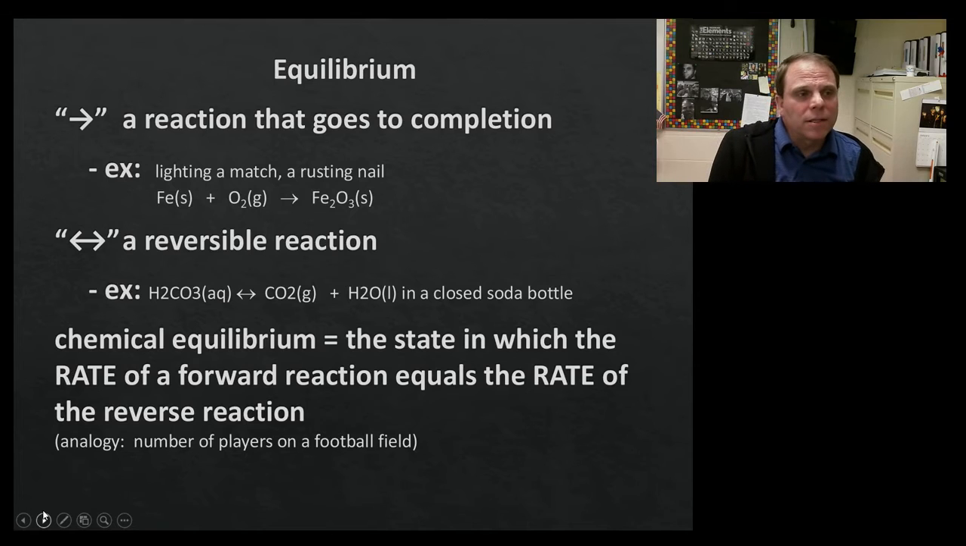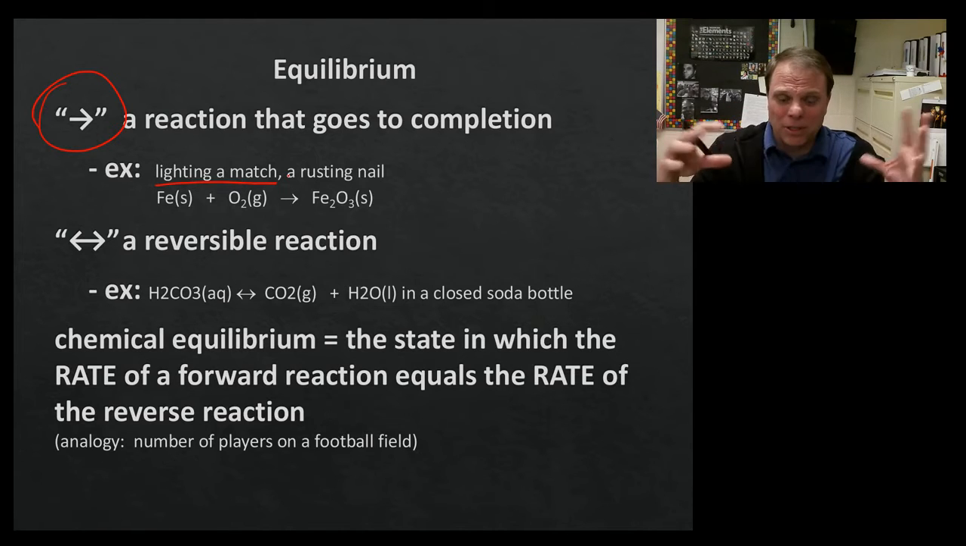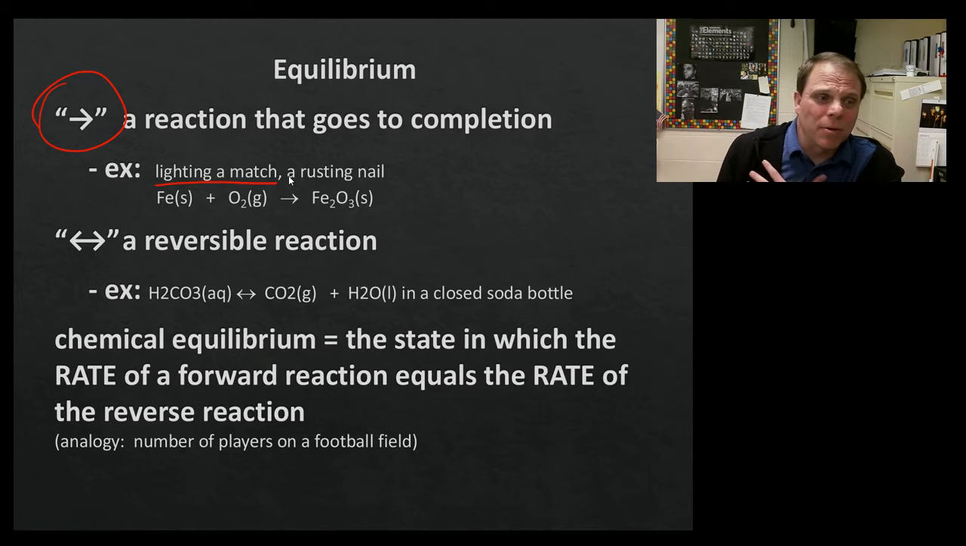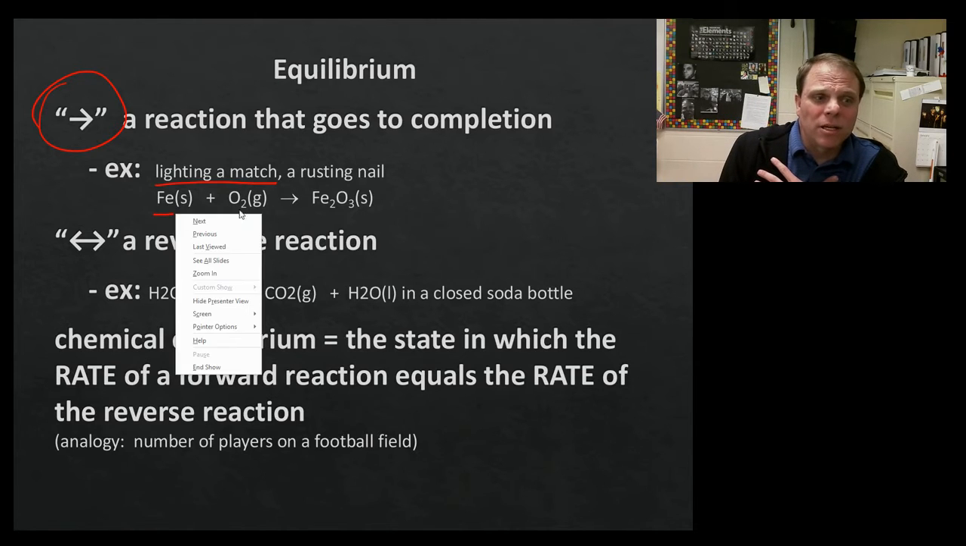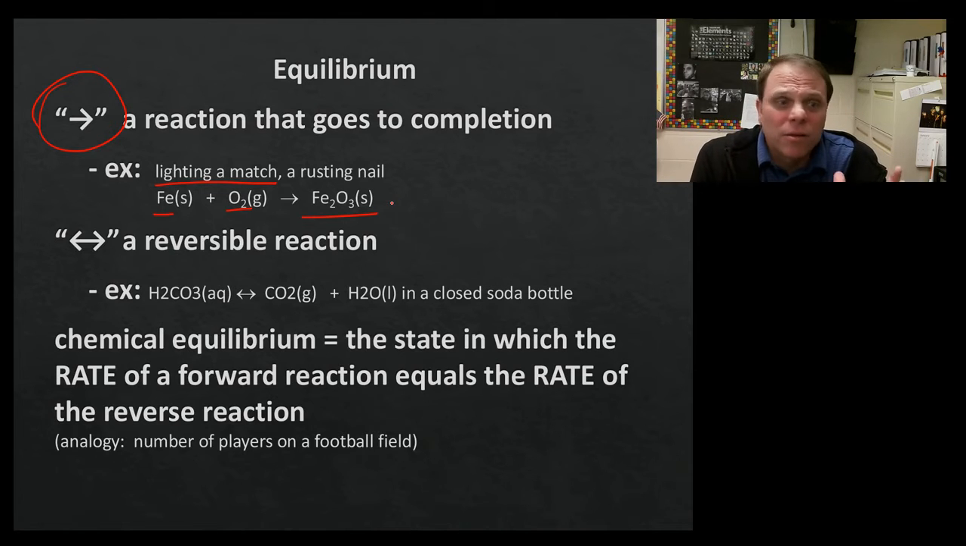Well, if I have a single arrow pointing in one direction like this, it means that the reaction is just going in one direction. The reaction goes to completion. It doesn't go back in the other direction. So for instance, if I take a match and I light that match, it's going to burn, turn into carbon, and it's not going to go back and turn into a match, okay? Same thing with a rusting nail. The iron, in the presence of oxygen, gets turned into iron(III) oxide, and that is going to be a new compound, and I can't take the iron(III) oxide and see that go back and turn into iron, okay?